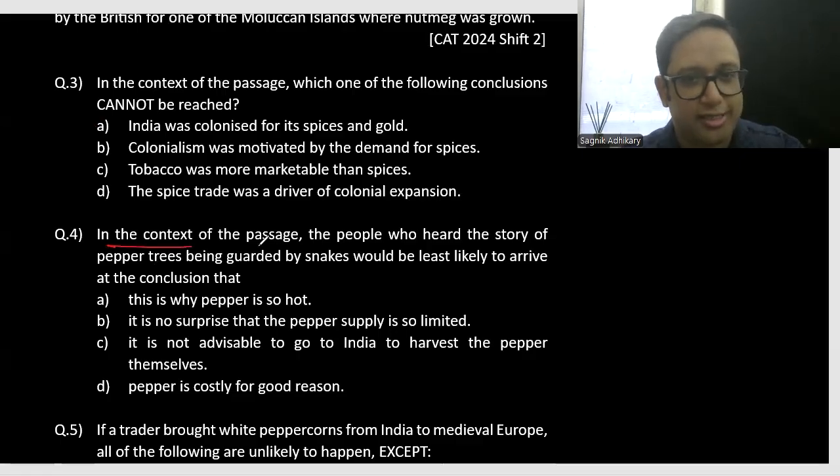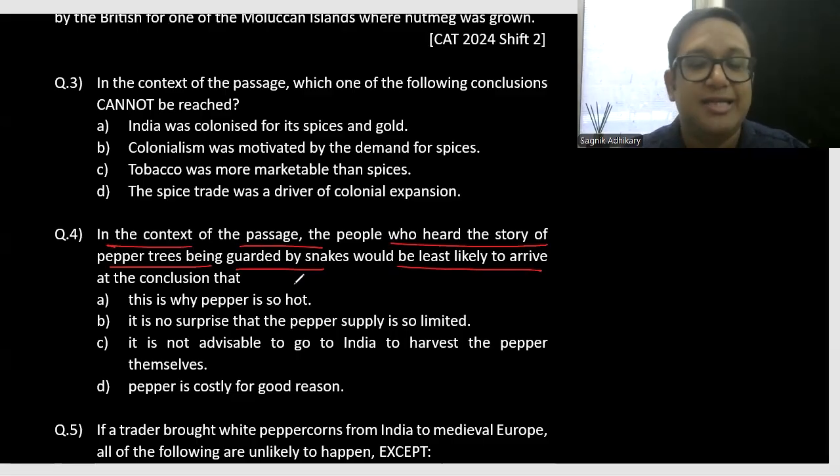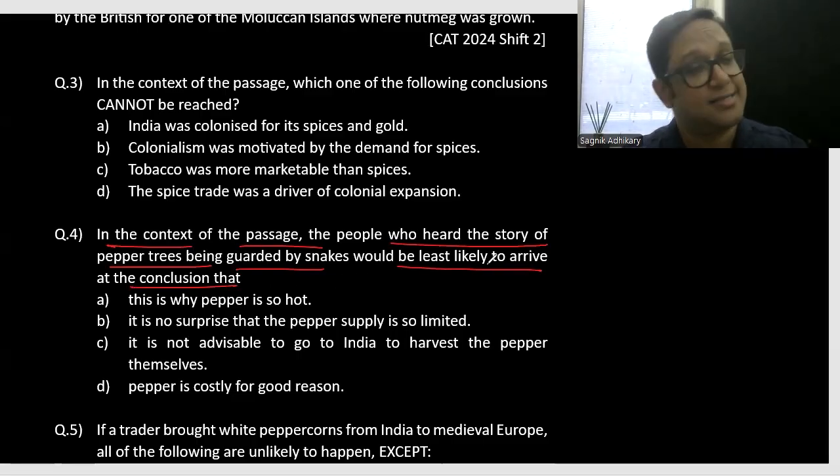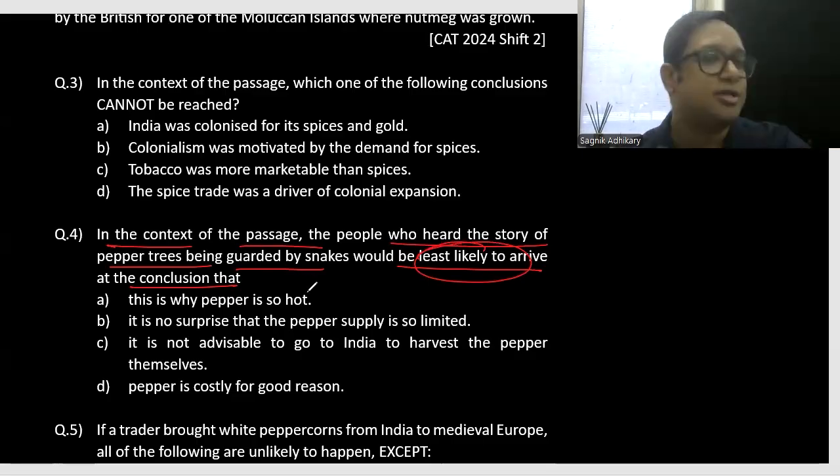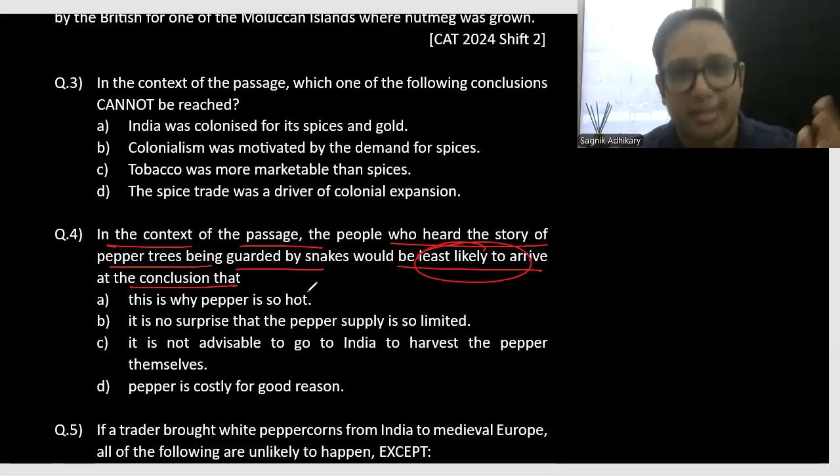Question 4. In the context of the passage, the people who heard the story of pepper trees being guarded by snakes, this is in the context of India, would be least likely to arrive at the conclusion that, yet again, this is an except type question, least likely to arrive at the conclusion that. So what would they not conclude? Which of the following would they not conclude from the story about how pepper was harvested from trees guarded by snakes in India?